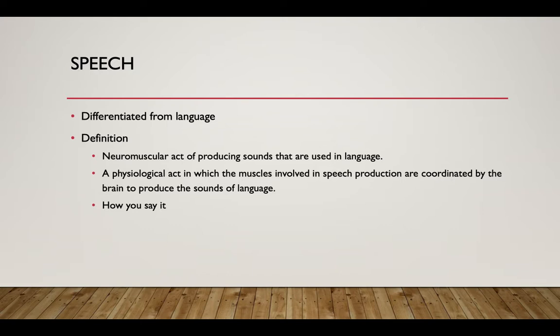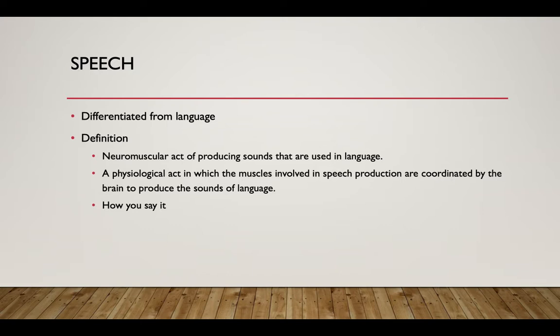It's a neuromuscular act of producing sounds that are used in languages. It's a physiological act in which the muscles involved in speech production are coordinated by the brain to actually produce the sounds of language. We're going to get a little bit more into this in a few chapters, looking at more of the anatomy and physiology of how we speak.